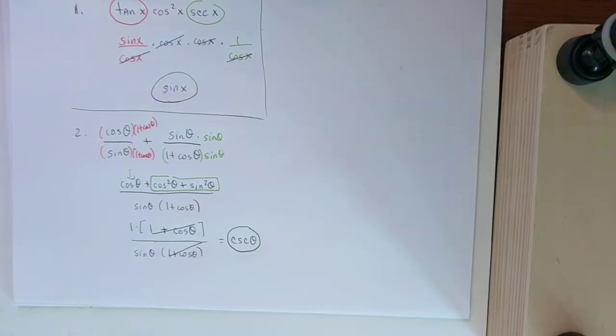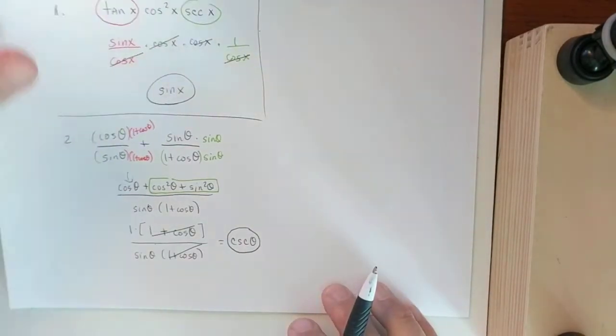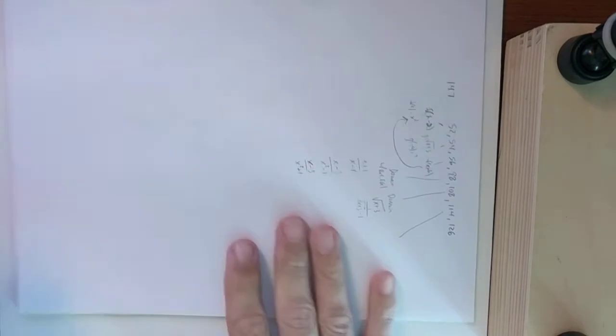Okay, so yeah, these are just a couple examples of simplifying. Another objective you have to do is to verify an identity that's already been put into effect, right? So, let's look at one of those.